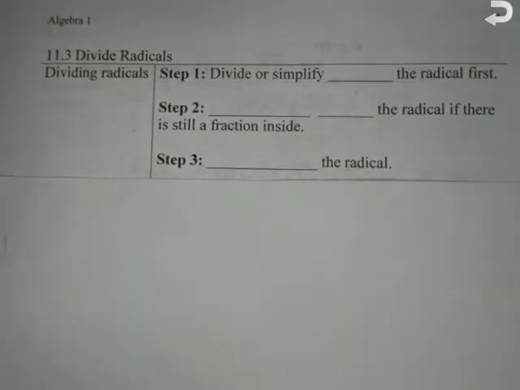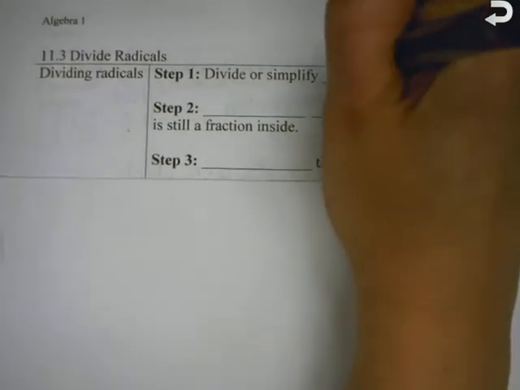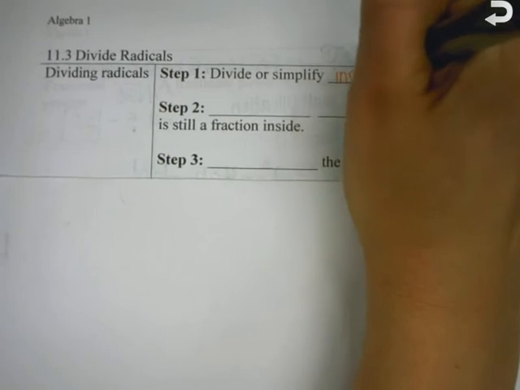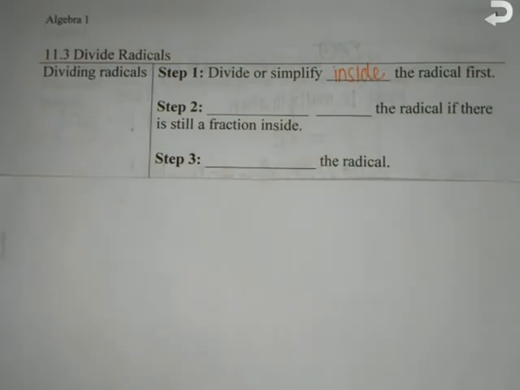So we multiplied radicals. Today we're going to divide them, but it's not that bad because multiplication and division are the same, right? Technically. Okay, step 1. We are first going to divide or simplify inside the radical. So we're going to take care of the stuff inside the radical first, get it as small as possible.